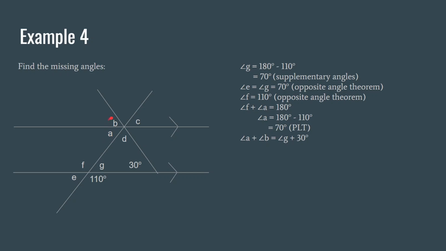Angle A plus angle B is equal to angle G plus 30 degrees. Angle B would then be 30 degrees plus 70 degrees minus 70 degrees. This is due to the exterior angle theorem, which means angle B is equal to 30 degrees.